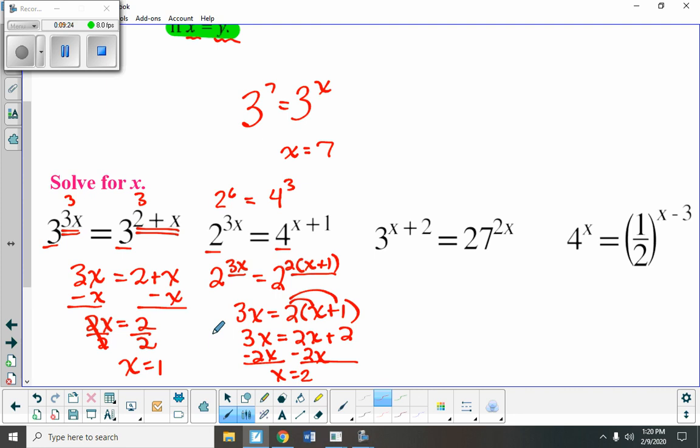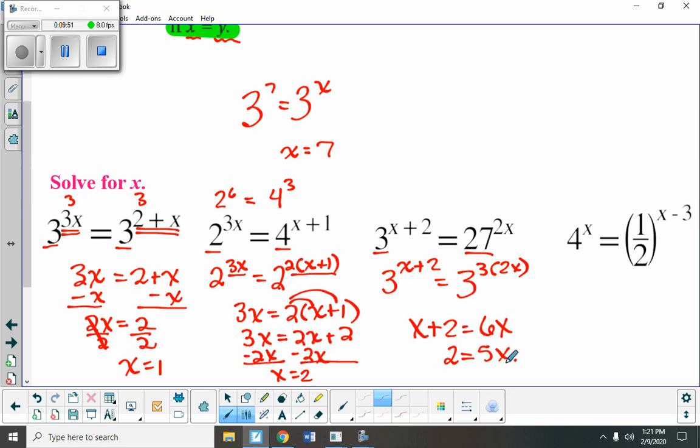The next one, you have different bases again. But 27 can be written with a base of 3. So we write that as 3 to the x plus 2. And then instead of 27, you write 3 to the third, but you also have 2x in the exponent already. To solve, you just set the exponents. 3 times 2x is 6x. Set those equal, and 2 would equal, if we subtract 1, 5x. And so x would equal 2/5.